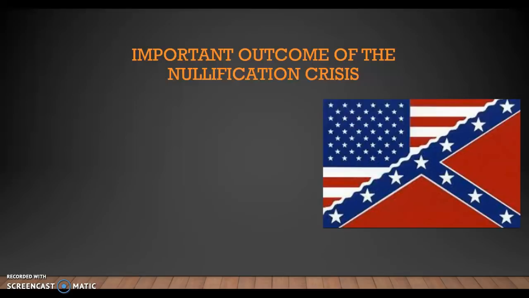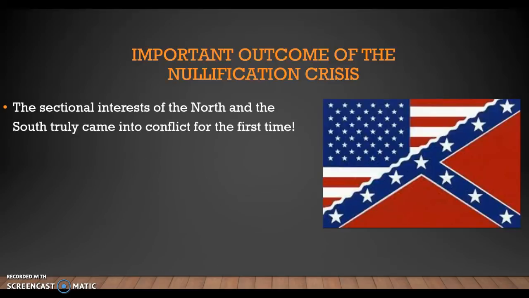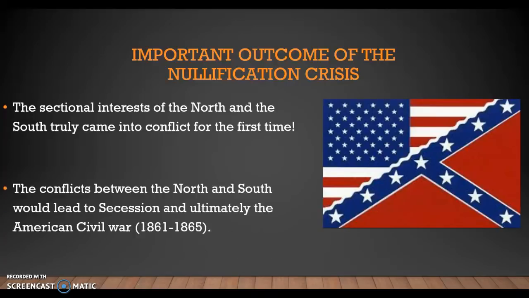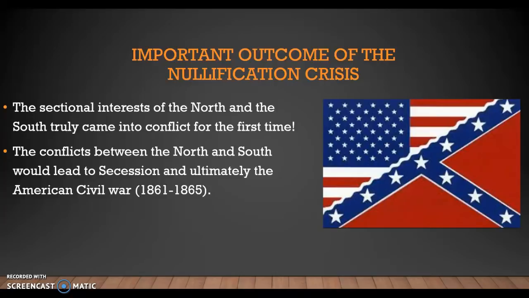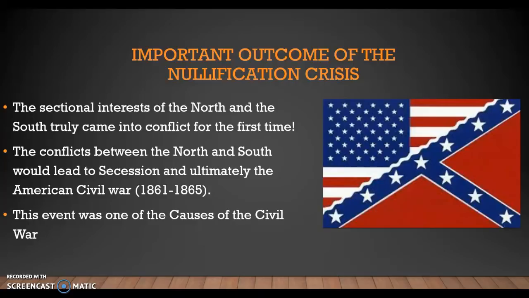And what this actually leads us to, as you can see in that picture, at least, is something that's going to be very bad for the country. So the outcome. The sectional interests of the North and the South truly came into conflict for the first time. The conflicts between the North and South would lead to secession or leaving, and ultimately the American Civil War. And this event was one of the causes of the Civil War. It showed the differences between the North and the South were becoming a little bit too much for the country itself, and there was nothing to bring them together.